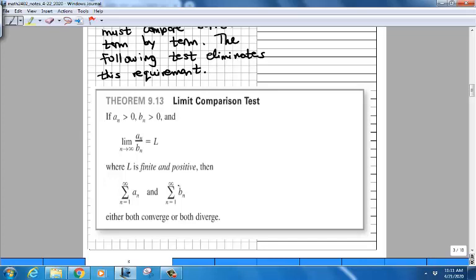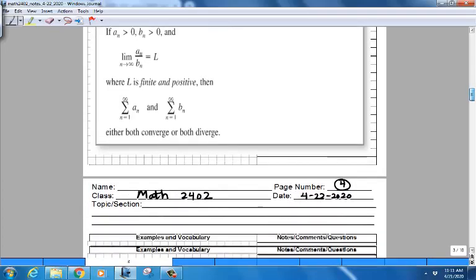But once you've picked that out, it's not quite as complicated as the direct comparison test, because now all you have to do is compute this limit. Now you're saying, well, that limit might be difficult to compute. Yeah, it might be, but you're much better at computing limits now than earlier in the course, because you've got L'Hopital's rule available. Don't forget, L'Hopital's rule is great for computing limits of quotients. So I think we'll get a chance to use our skills with L'Hopital's rule.